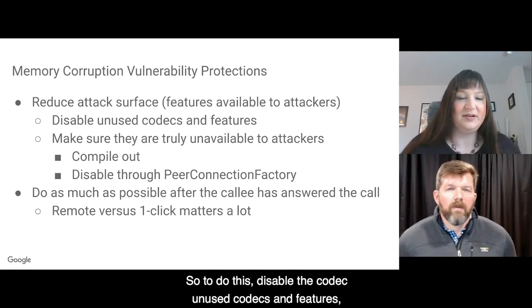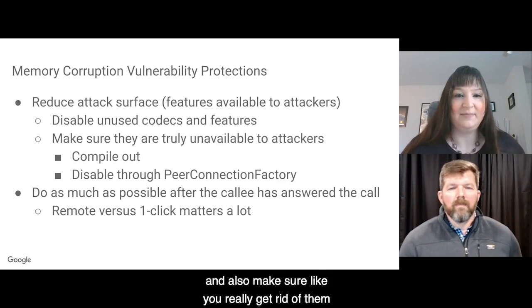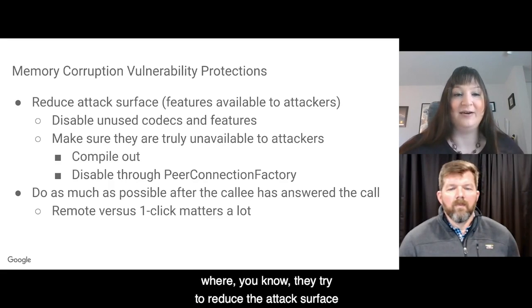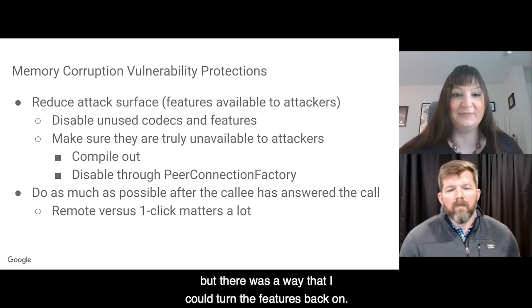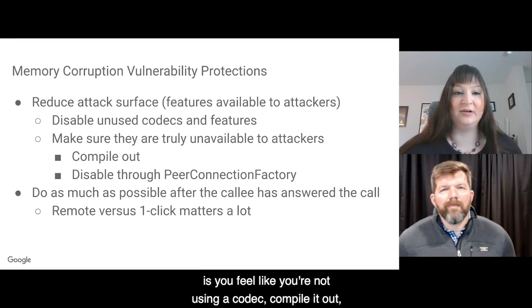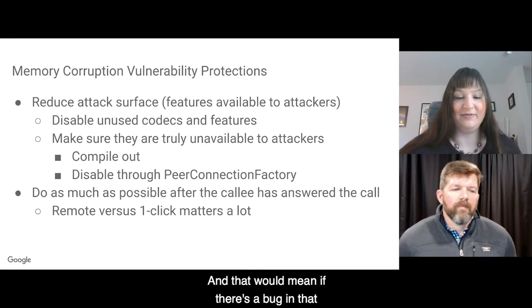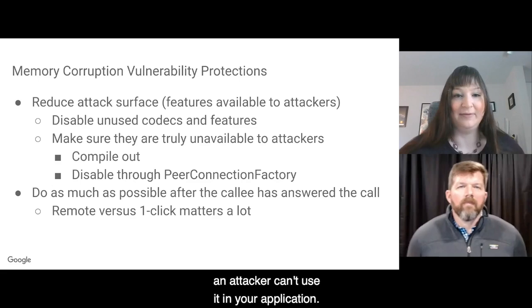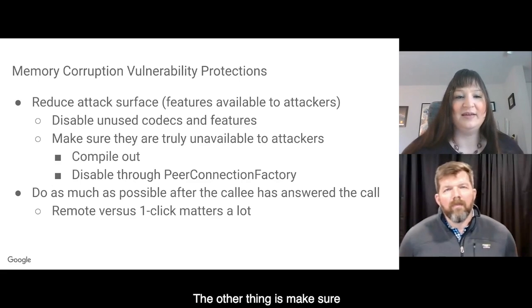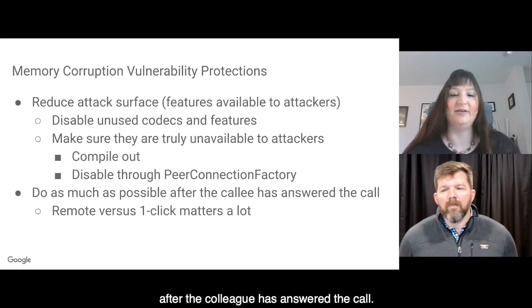So to do this, disable the unused codecs and features, and also make sure you really get rid of them. Because there were some apps that I looked at where they tried to reduce the attack surface, but there was a way that I could turn the features back on. So the best thing to do is, if you're not using a codec, compile it out, or disable it through the peer connection factory. And that will mean if there's a bug in that, an attacker can't use it in your application.